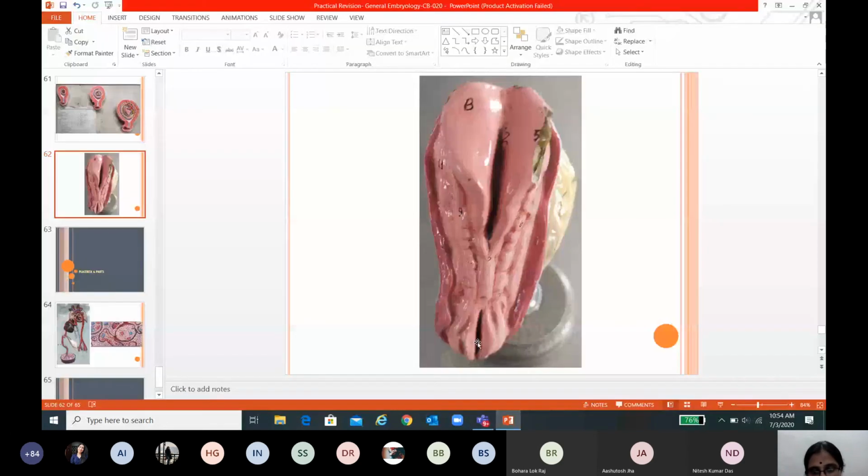Which neuropore is this? When does it close? Caudal neuropore. Yes, very good. When does it close? What will you write down in the spotter exam? 2 days after cranial neuropore. Now tell me the answer.